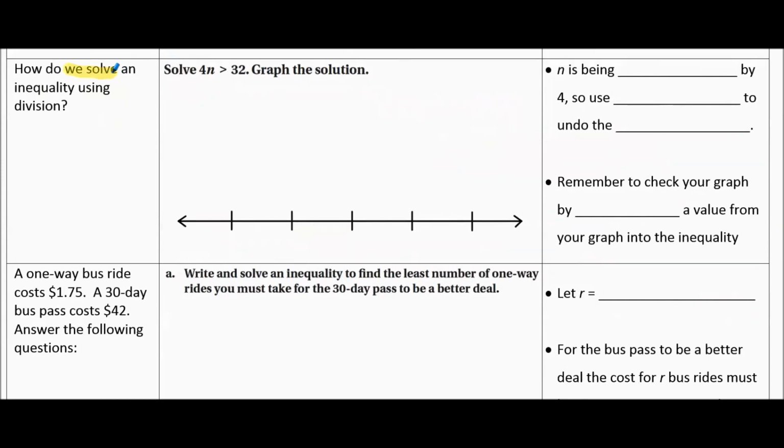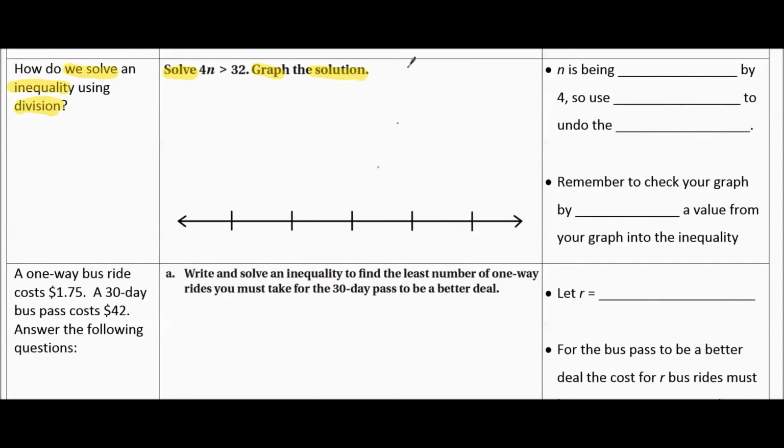How do we solve an inequality using division? This is such a pattern. Last time we used multiplication. Wait, hold on. And now we're going to use division. Okay, yeah. Solve. What does solving mean? It means finding all the values of the variable that make the inequality true. And then we're going to graph the solution, just like we did on the last one.